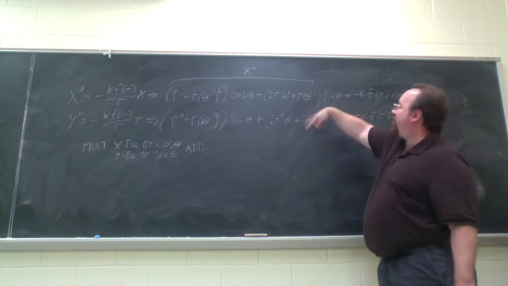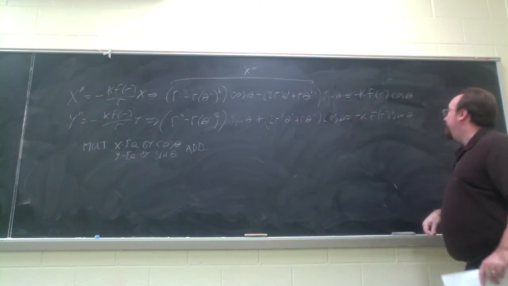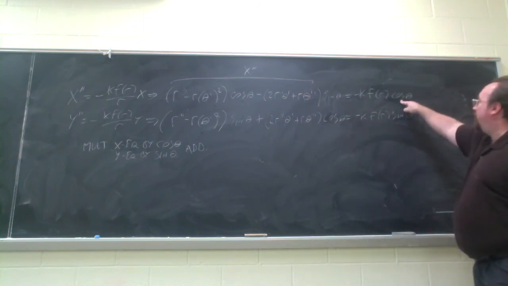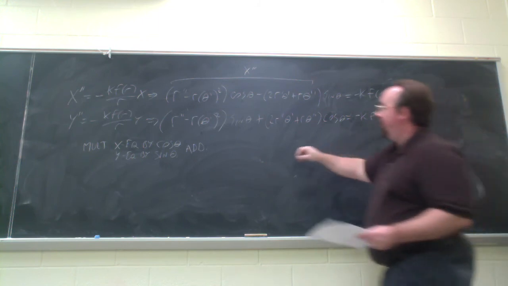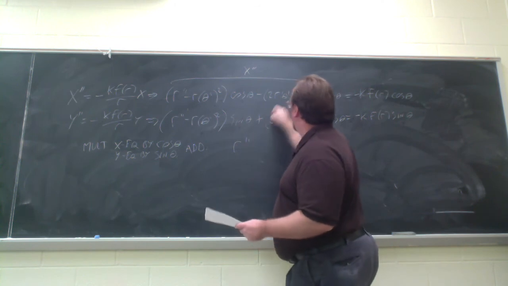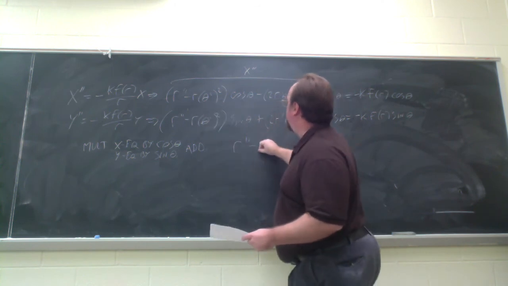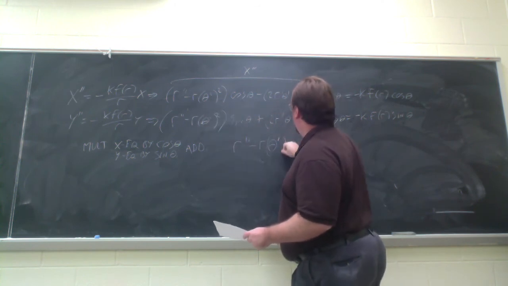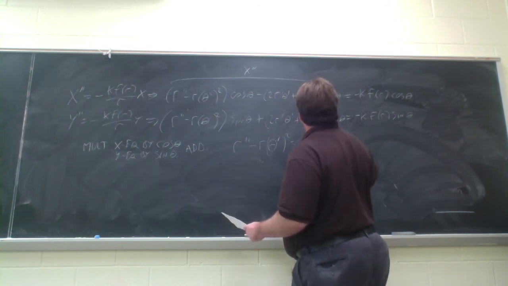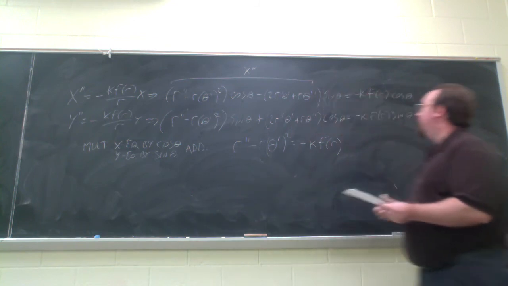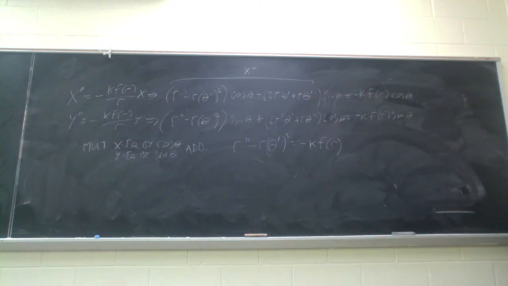These will cancel out, and these also will have a cosine squared plus sine squared. So what you end up getting is r double prime minus r theta prime squared is equal to minus k f of r. So that simplifies dramatically.